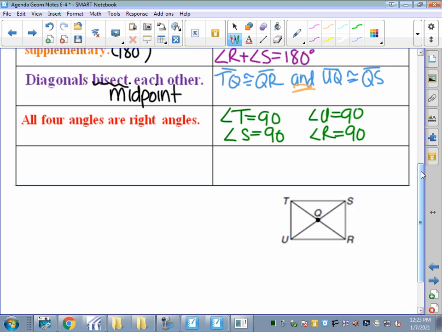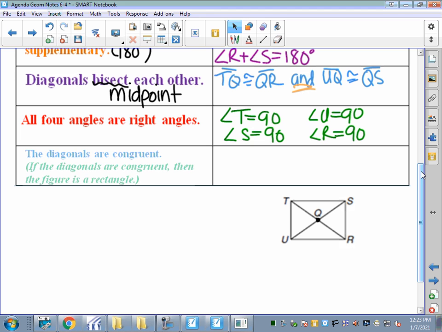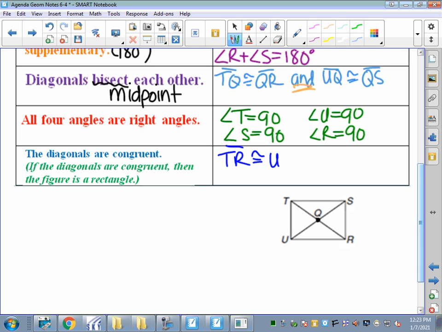All right, last but not least, in a rectangle, the diagonals are congruent. You don't have to write that green italic part. If the diagonals are congruent, then the figure is a rectangle. So not only do the diagonals bisect each other, but TR also has to be congruent to US.